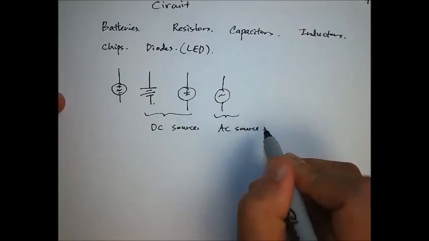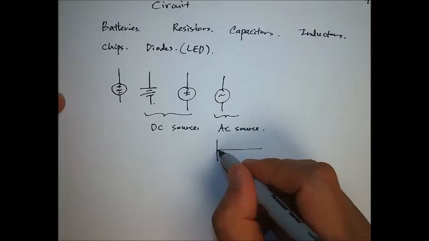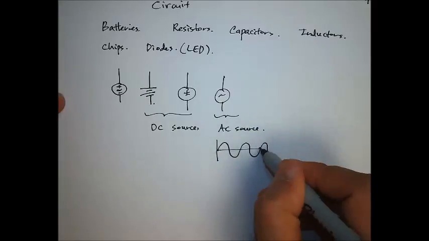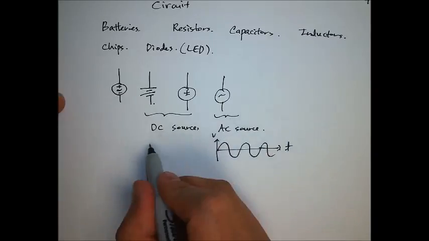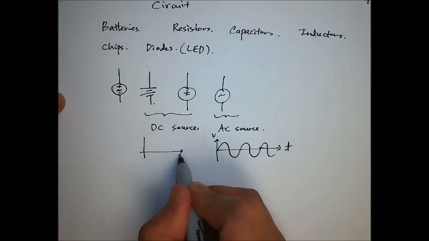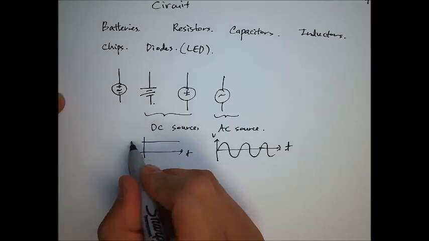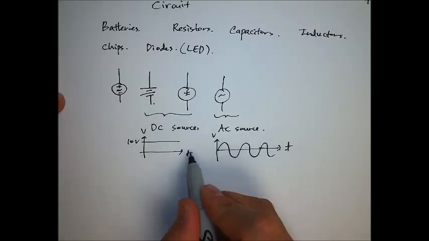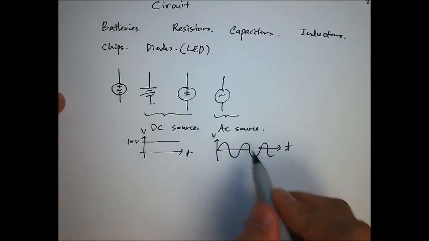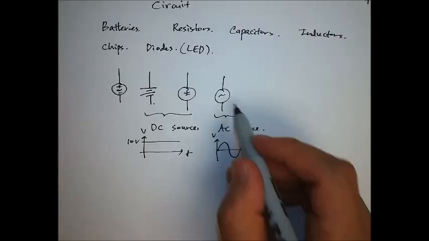An AC source is a signal that will oscillate, so a signal that will keep oscillating like this over time. A DC source is a source that is constant, like that. For example, this could be 10 volts. So over time, it's constantly 10 volts. For an AC source, over time it's constantly changing, it's oscillating like this. And so these are the different symbols for that.